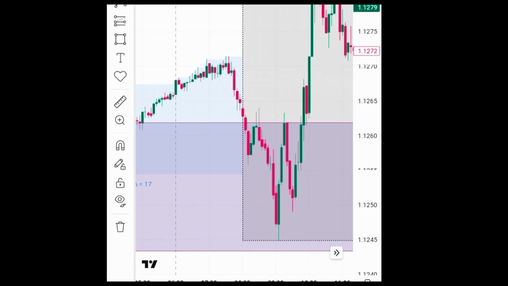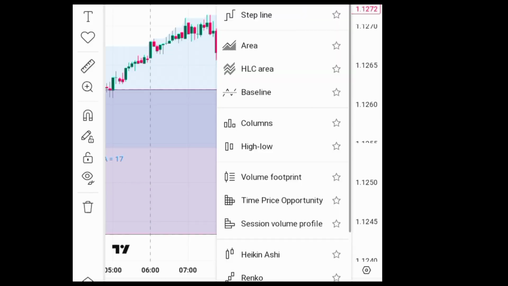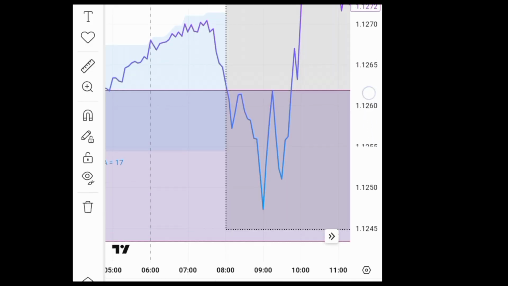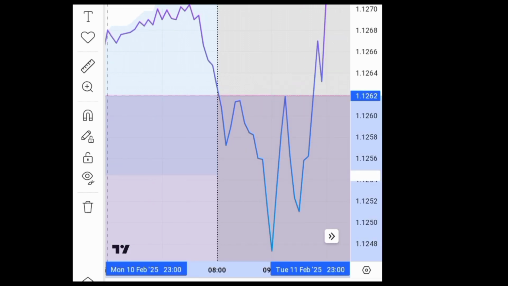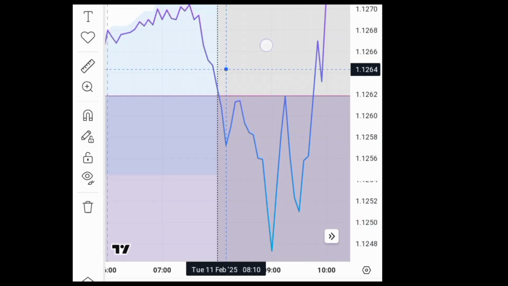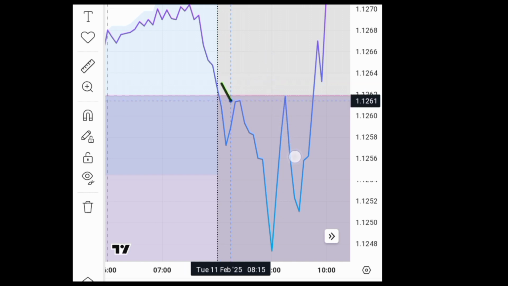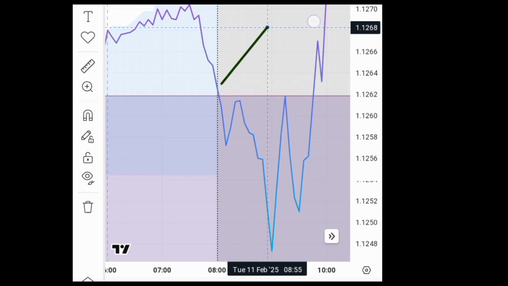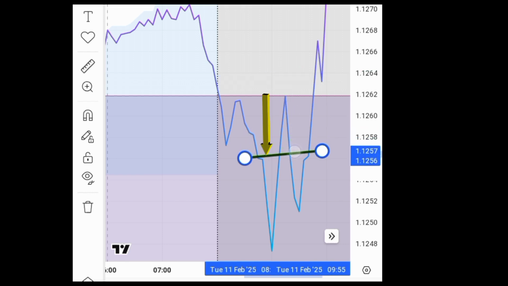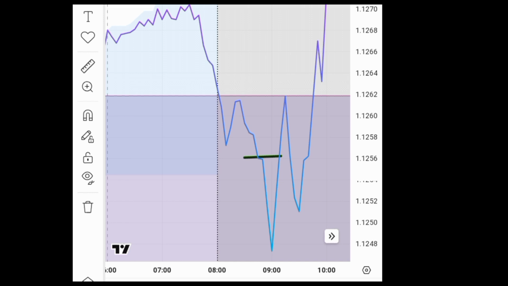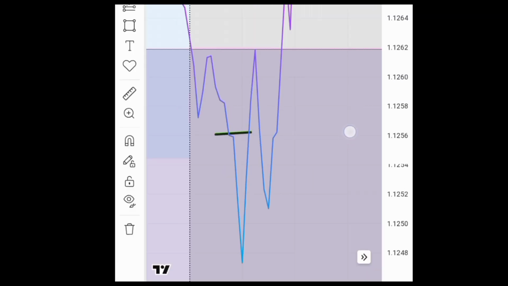Let's turn our chart to a line chart to see possible breaks of structure. So you can see as the market comes into this daily zone that we marked, after this daily zone, we've seen a break of structure right here. There was a break of structure right here. So upon this market breaking structure to the upside, you turn your chart back to candles.